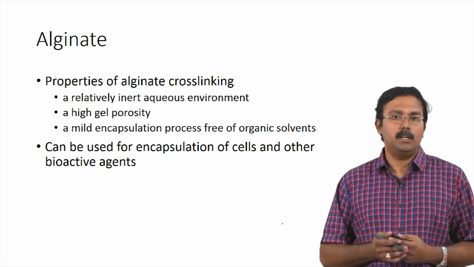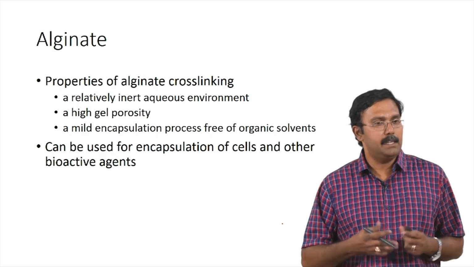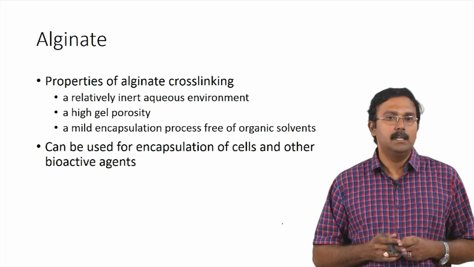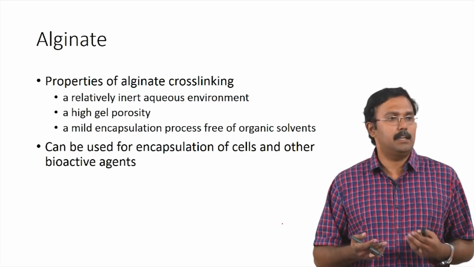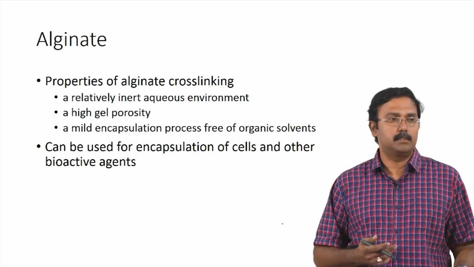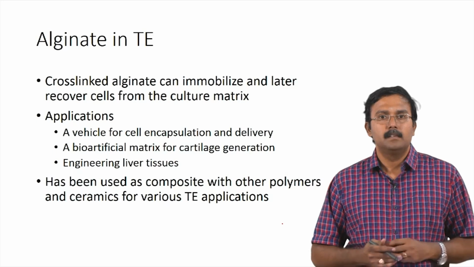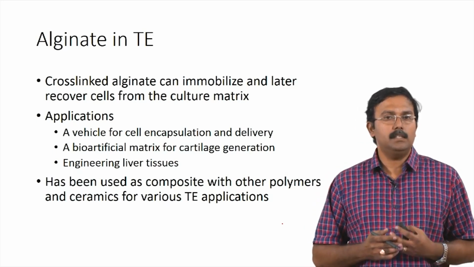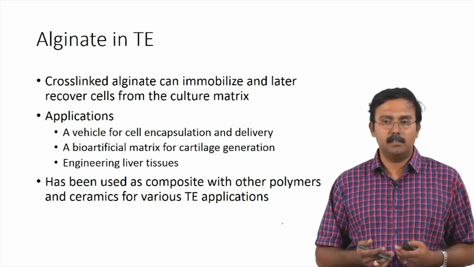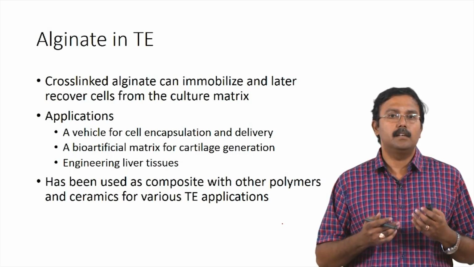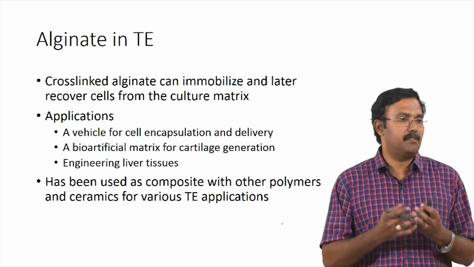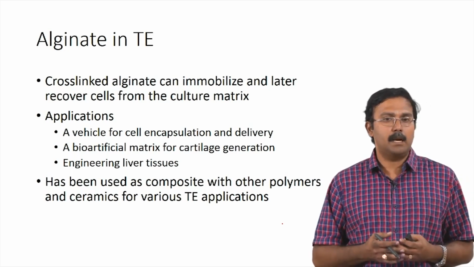So, this is used for encapsulation of cells. People have studied encapsulating different types of cells using calcium alginate so that they can deliver cells to a site, and you can also try to load growth factors and other bioactive molecules using these cross linking agents. Cross linked alginate can immobilize and also later recover cells from the cell culture matrix, and because of this it has been used in delivering cells. Basically, it is used as a vehicle for delivering encapsulated cells.